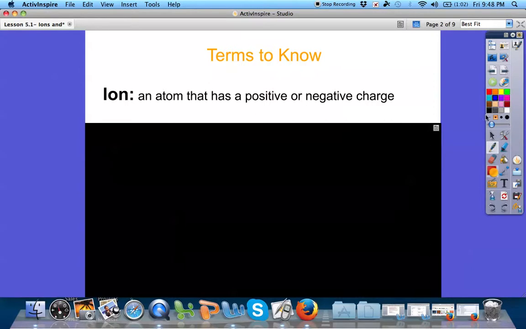First, we need to start with some terms. The first term that you need to know is ion. An ion is an atom that has a positive or negative charge. So it just means that it's an atom that is carrying a charge. And we get that positive charge by losing electrons and the negative charge by gaining electrons.